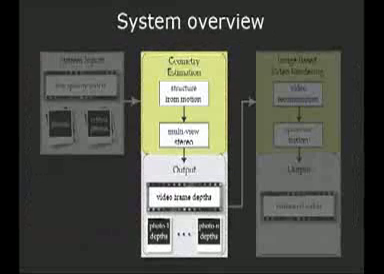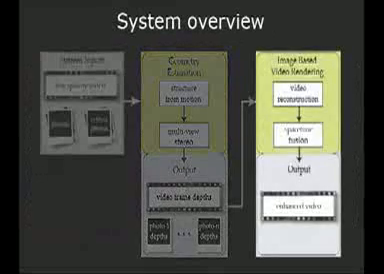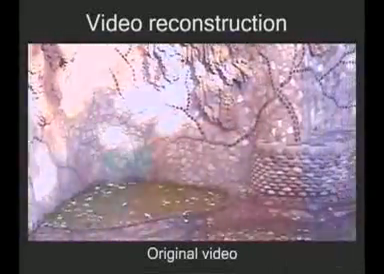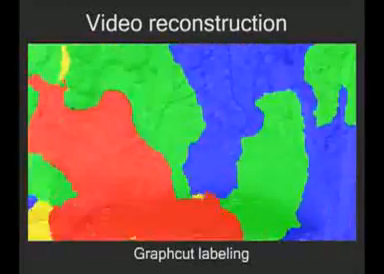In the next step of our system for rendering image-based video, we use the depths estimated in the previous phase to warp the photographs into the viewpoints of the video frames. The input video is reconstructed from patches of the warped photographs using a graph cut algorithm. Here we show the graph cut labeling with each photograph represented by a different color.